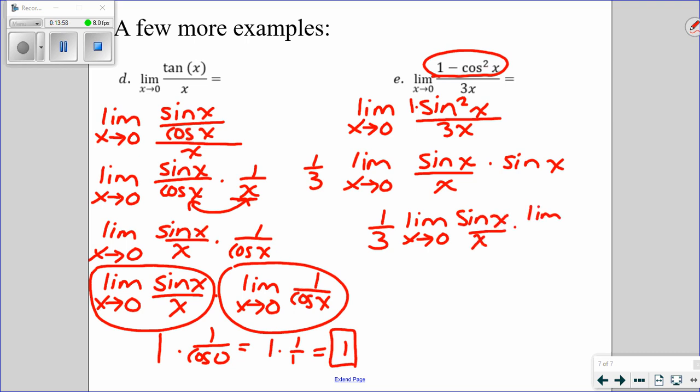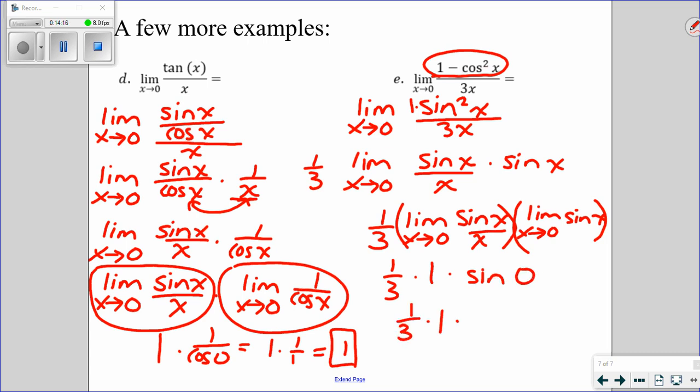Times the limit as x approaches 0 of sine of x. And then this will become 1/3 times this limit, which we know equals 1, times this limit, which I can use direct substitution for, sine of 0. So this will become 1/3 times 1 times, well, sine of 0 is 0, but that's okay. We didn't get anything undefined, even though it will equal 0 in the end, which I know sometimes we feel cheated when that happens, but it's okay. 0 is a legit answer to a limit, so don't feel cheated, okay?